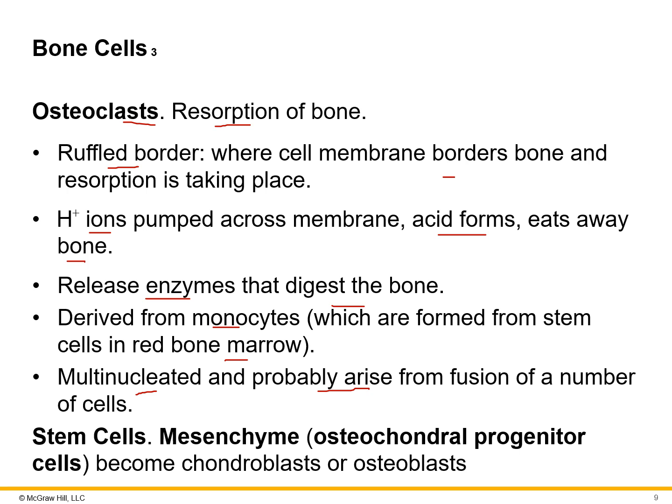And then one other cell type here, stem cells, which you may have heard of. These are cells that can give rise to any type of cell. This term mesenchyme refers to osteochondral progenitor cells, progenitor just meaning the precursor, so they make lots of different cells. The mesenchyme are the precursors to the chondroblasts or to the osteoblasts, so either one can be made starting from this mesenchyme.